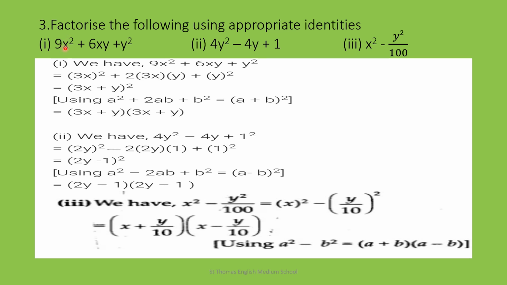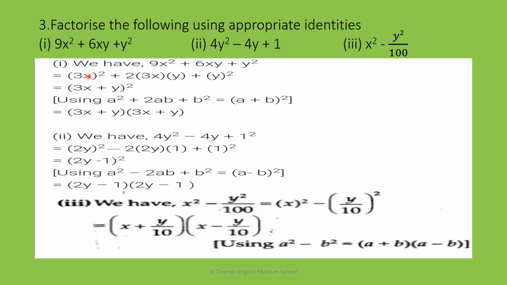Now look at the first term, that is 9x square. You can write 9x square as a perfect square, that is 3x whole square, and the last term y square you can write as y whole square. Since all the terms are plus, you think about the identity a plus b whole square. Is it possible to write in the form a plus b whole square? So it is a square, that is 3x whole square, plus 2ab, that is 2 multiplied by 3x multiplied by y, plus b square, that is y square.